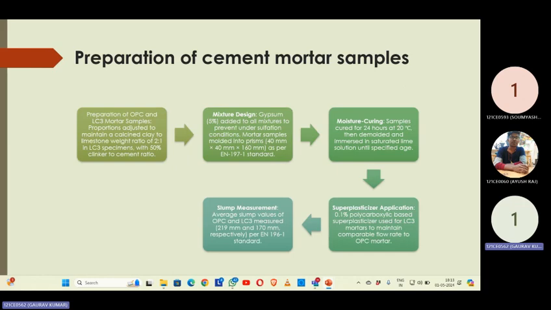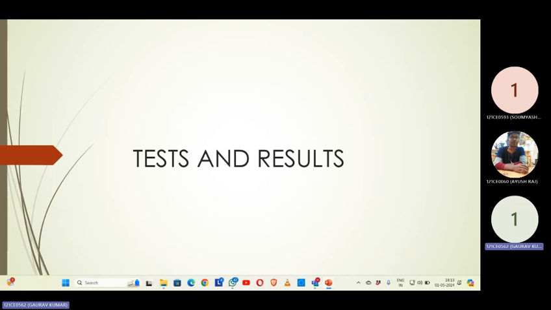In this step, 0.1% polycarboxylic-based superplasticizer was used for LC3 mortars to maintain a comparable flow rate to OPC mortars. Last step is slump measurement. In this step, average slump values of OPC and LC3 were measured as 219 mm and 120 mm respectively, per EN 196 standard. Moving forward, tests and results.